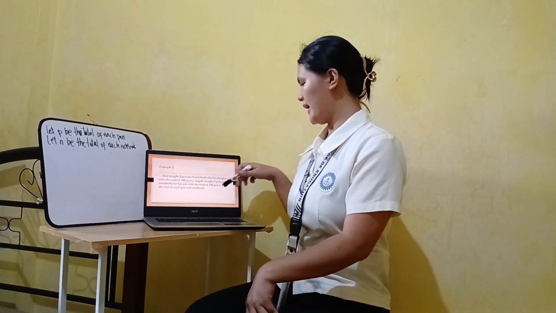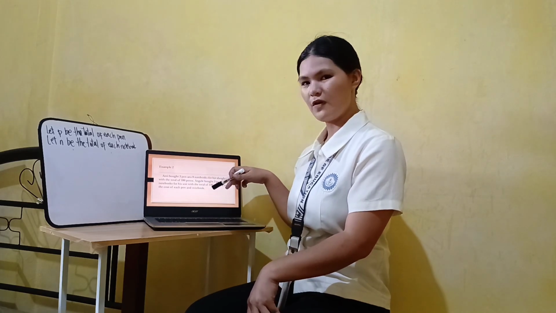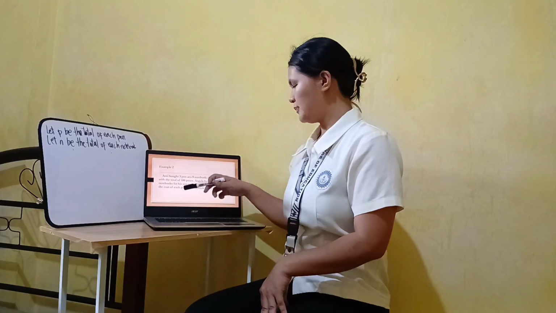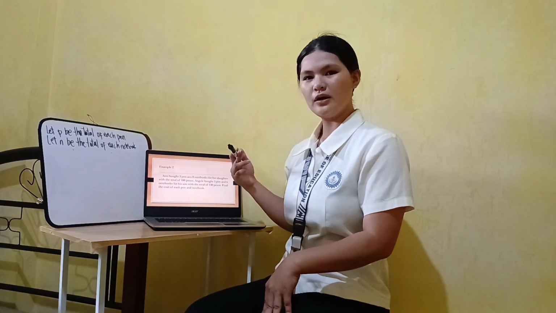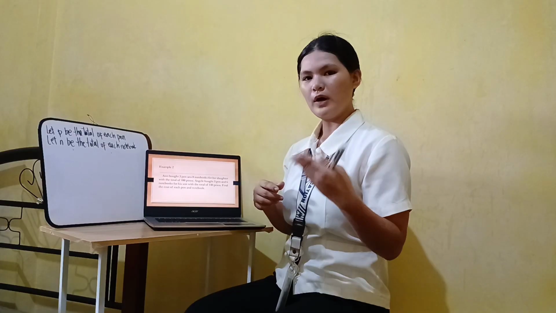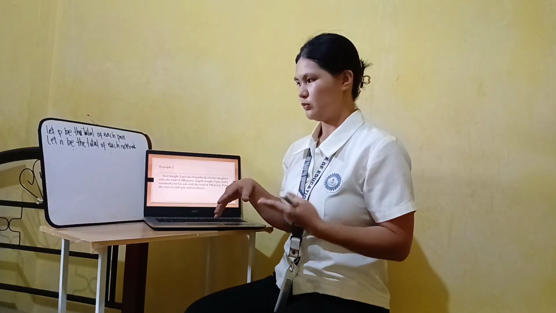Uncle bought 3 pens and 6 notebooks for his son with a total of 140 pesos. Find the cost of each pen and notebook. So we're looking for the cost of one pen and one notebook. Kung magkano ba binili ni auntie and uncle ang isang pen at isang notebook.